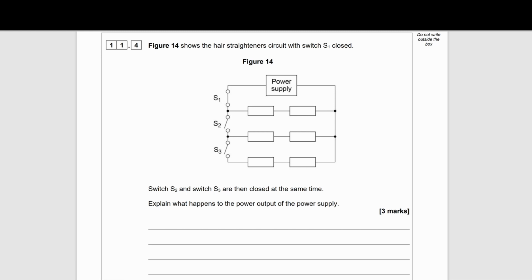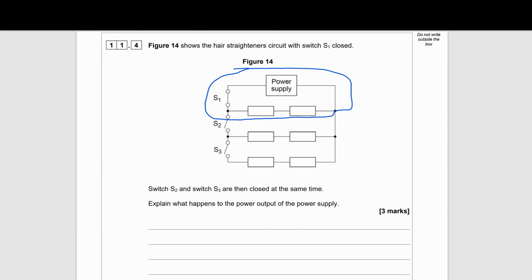11.4. Figure 14 shows the hair straighteners circuit with switch S1 closed. Switch S2 and S3 are then closed at the same time. Explain what happens to the power output of the supply. So we've got S1 closed. So let's just box our S1 and see what is going on there.